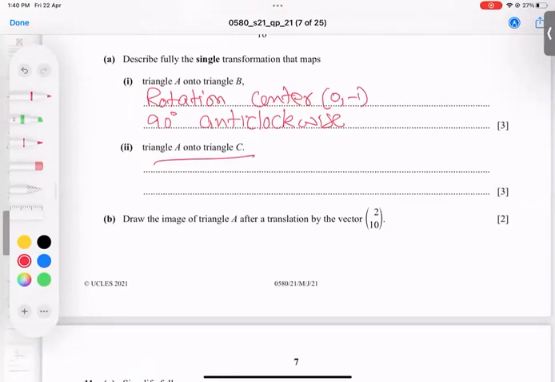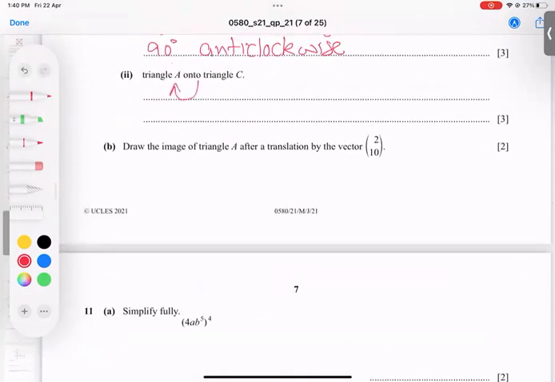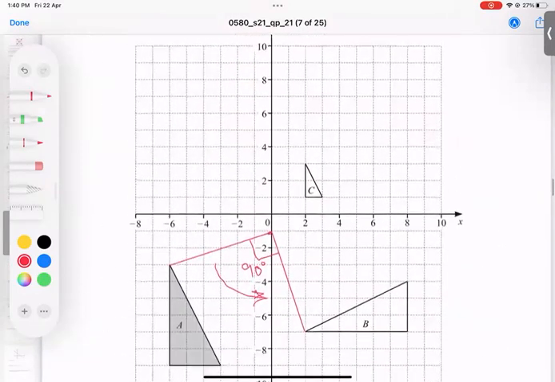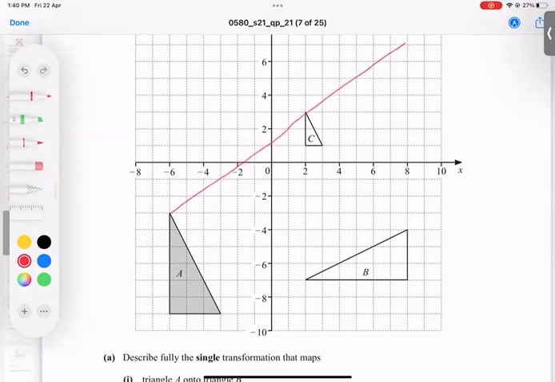Next part is A onto C. What is A onto C? So have a look. I think this is A, and as I mentioned clearly before, before onto is always called the object. This is the object. And after onto is called the image. And it means 100% clearly that A onto C is an enlargement. And how to do it? This point will go and meet and extend forward. Okay, slight mistake, so I used my scale better.